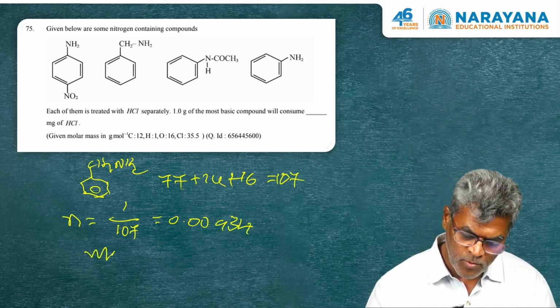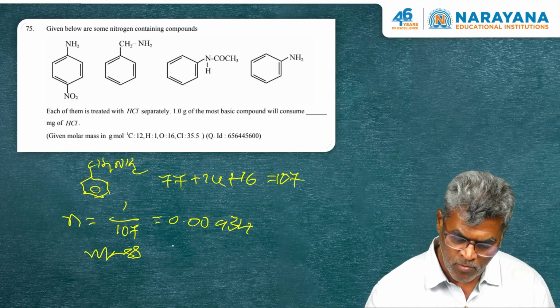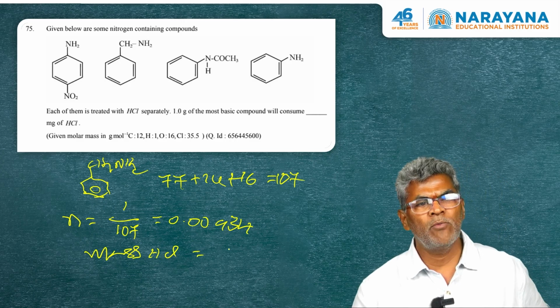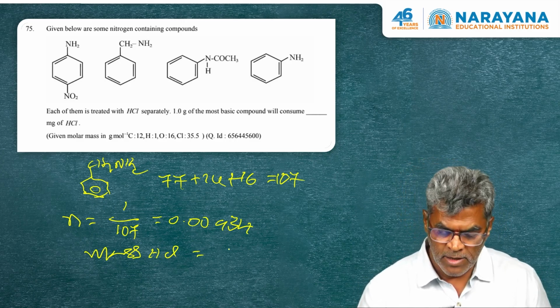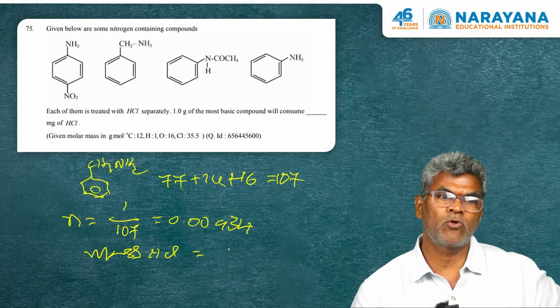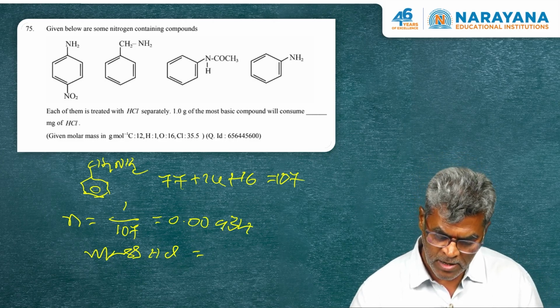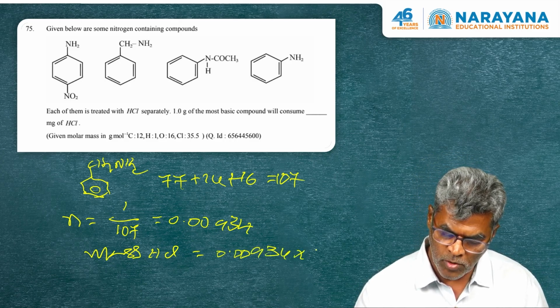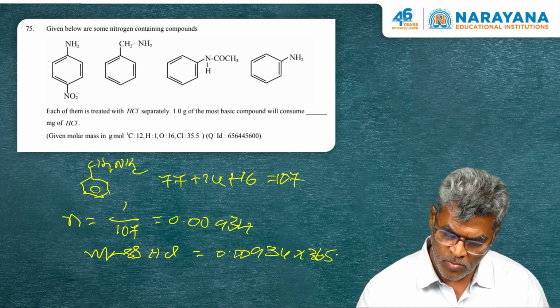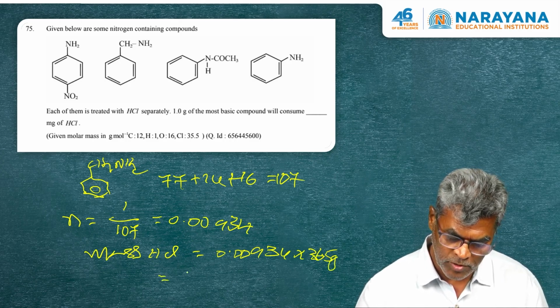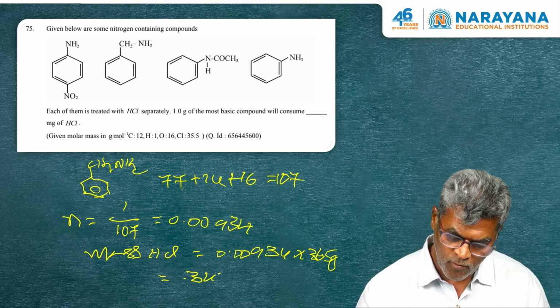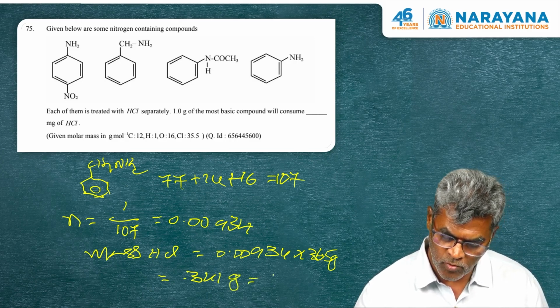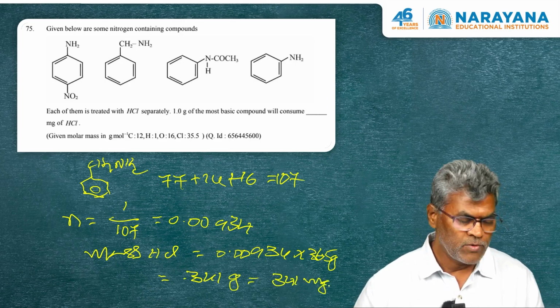Mass of HCl consumed, because 1 mole of benzylamine react with 1 mole of HCl. So, number of moles of benzylamine is equal to number of moles of HCl. That is why 0.00934 into 36.5 grams. So, you are going to get 0.341 grams, that is equal to 341 milligrams. That is all.